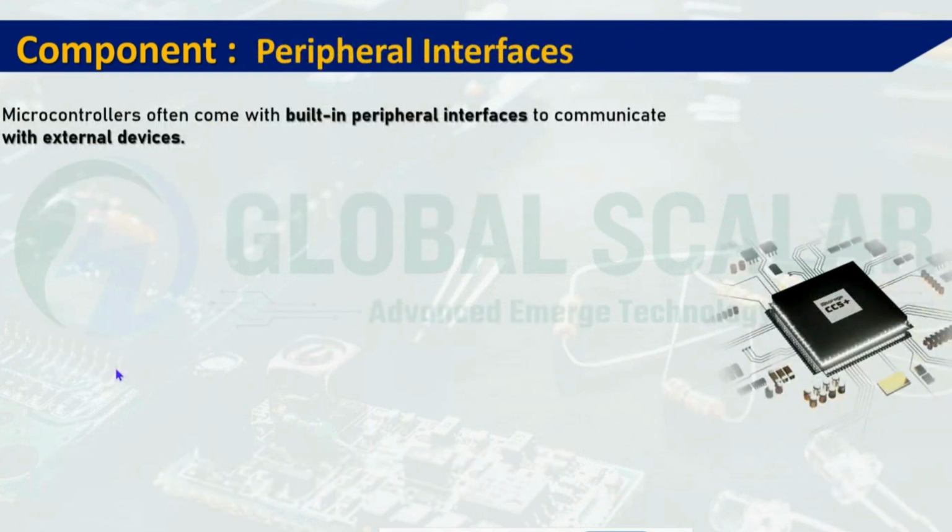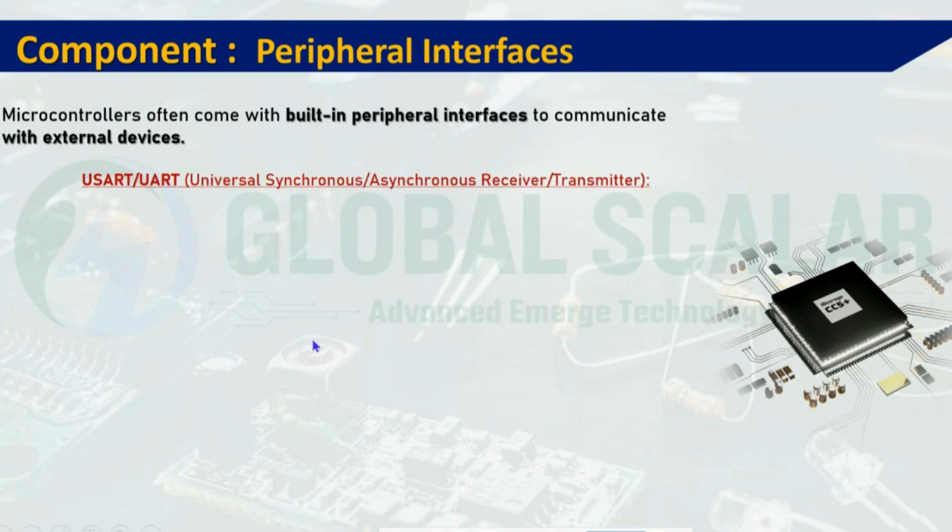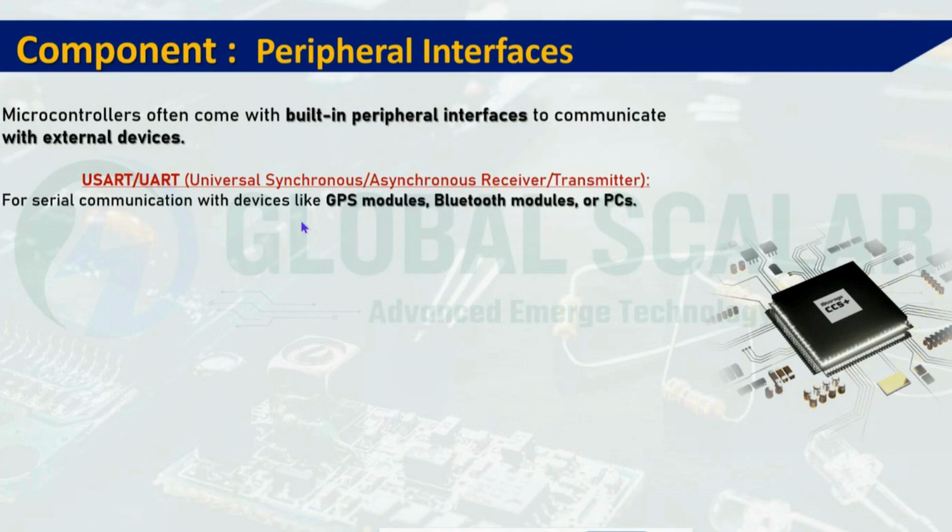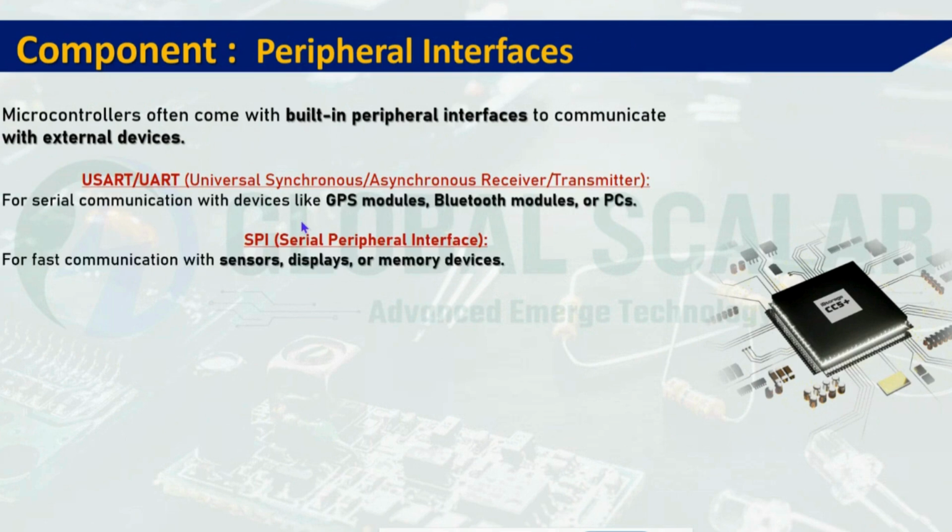And microcontrollers often have built-in peripheral interfaces to communicate with external devices, like UART or USART. These are the protocols. With the help of the protocols, we are able to communicate or exchange the data. So UART is a universal synchronous and asynchronous receiver and transmitter, and it is used for connecting Bluetooth devices, GPS modules and some PCs. And we have SPI, serial peripheral interface. This is one protocol. It is used for fast communication to the sensors, displays and memory devices.